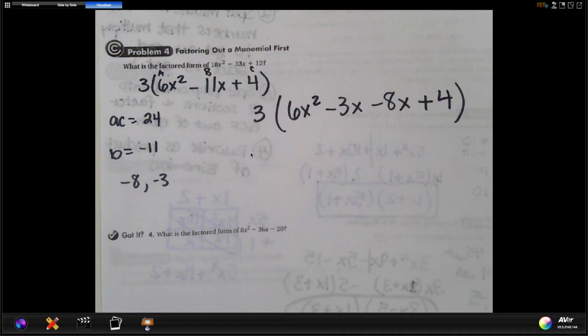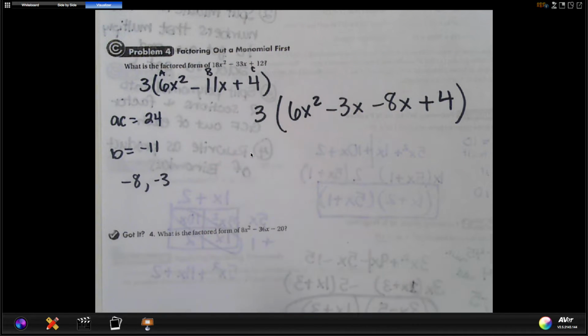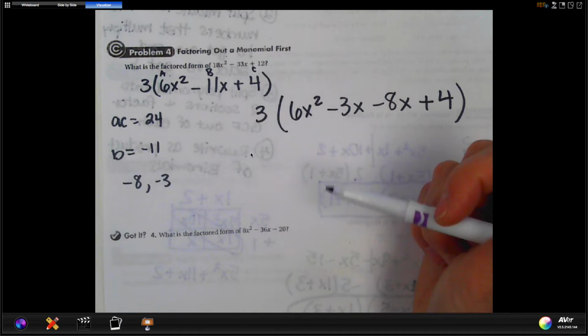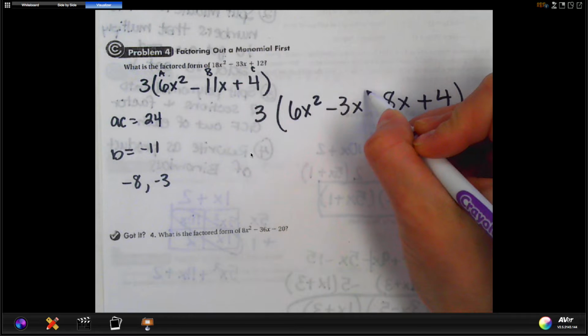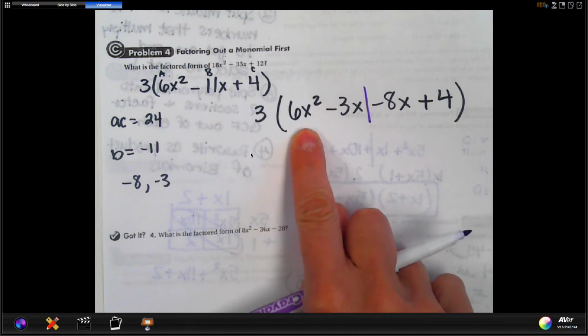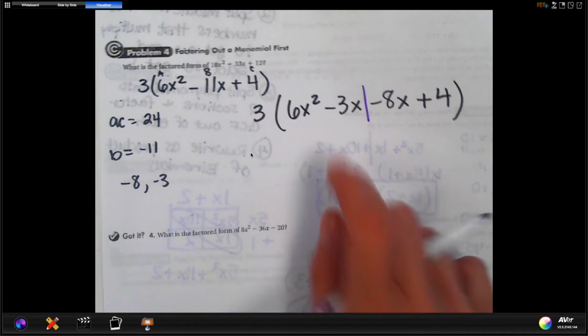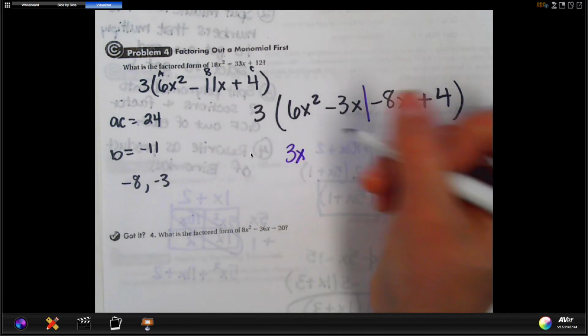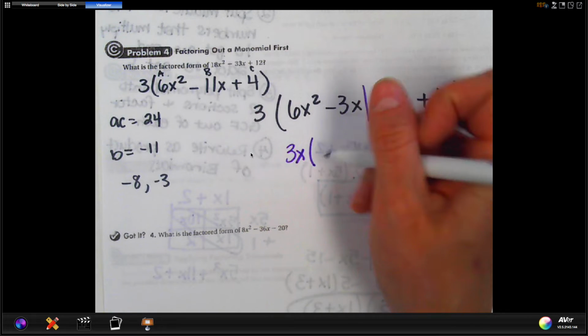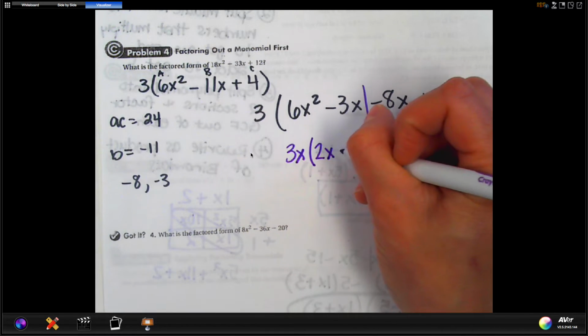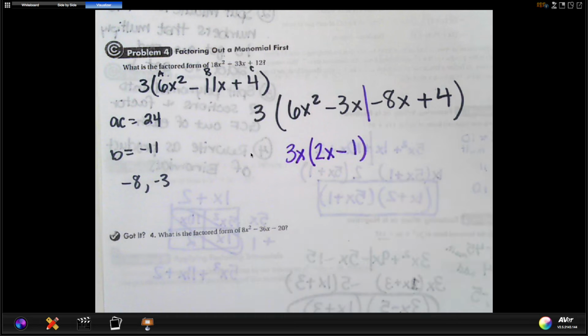Now, the next thing we do is just like before. We're kind of ignoring this 3 that's out here. We're going to split this up and factor out GCF. So I'm just going to do a sidebar for a second, and then I'm going to put the 3 back on in the end, okay? So if I split this and factor it, what's the greatest common factor of 6x squared and minus 3x? All right, so 3x. Then I'm left with a 2x and a minus 1, correct?